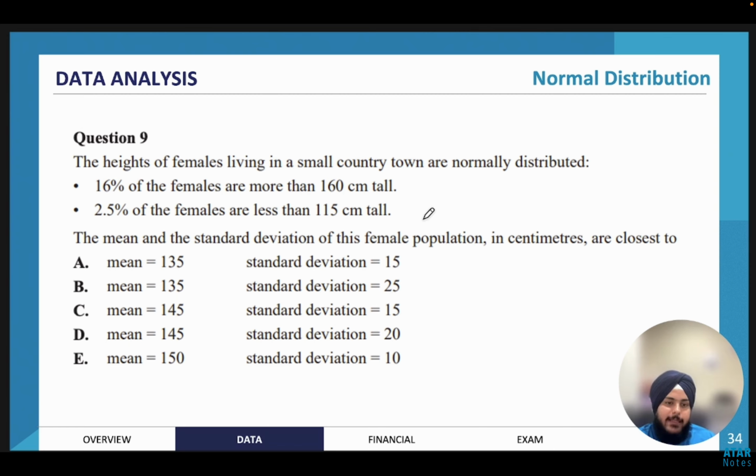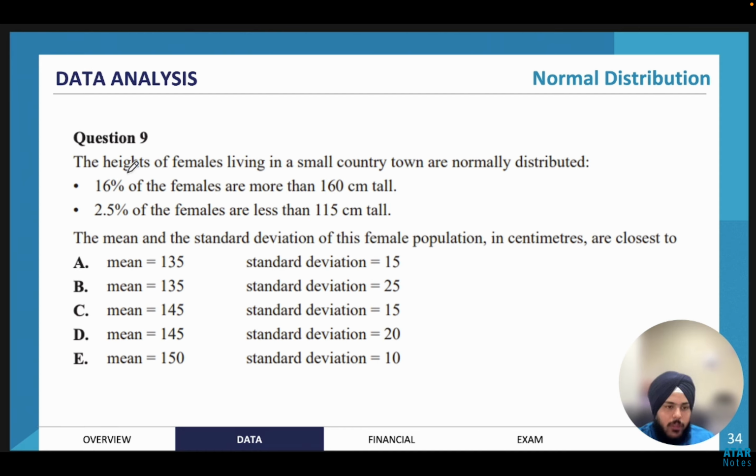Okay, so here's just a quick example. If you are watching this lecture, I would encourage you to pause now and have a go. Otherwise, I will go through the solutions now. So the heights of females in a small country town are normally distributed, with 16% of the females being more than 160 centimeters tall, and 2.5% of the females being less than 115 centimeters tall. The mean and the standard deviation is what we're trying to determine here.